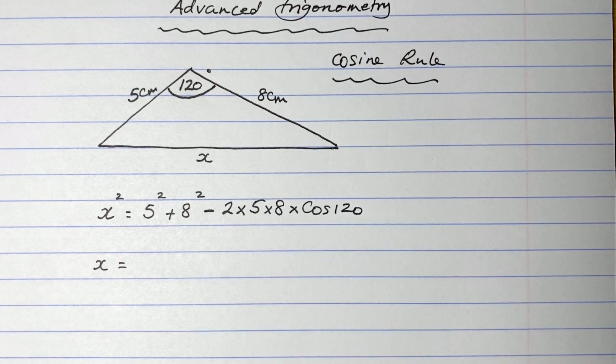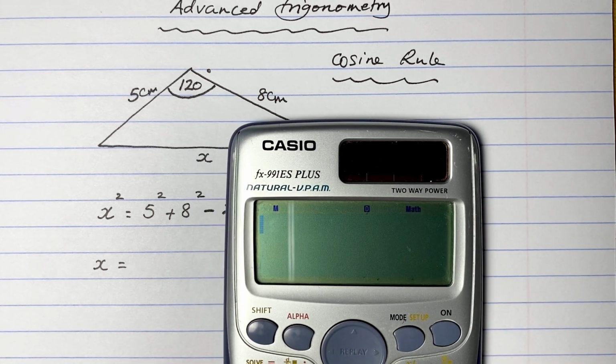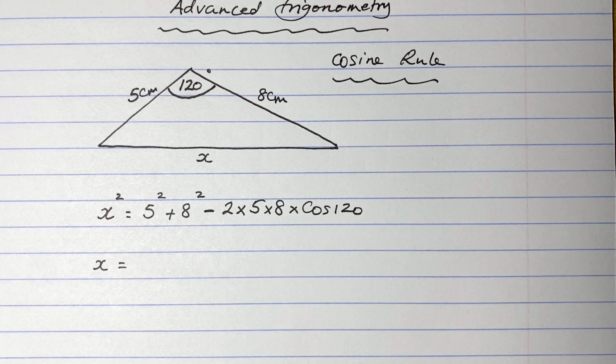So here, you have 5 squared plus 8 squared minus 2 times 5 times 8 times cos of the angle between them, which is 120. Don't forget to close the bracket and make sure your calculator is in degree mode, and you press equals. That gives me x to the power of 2, which you need to take the square root, which is 11.4 to 1 decimal place.